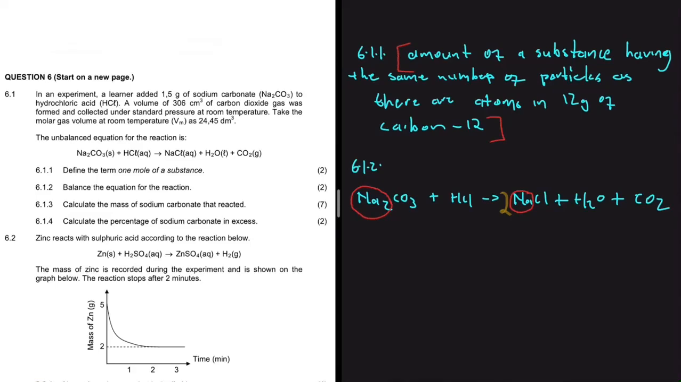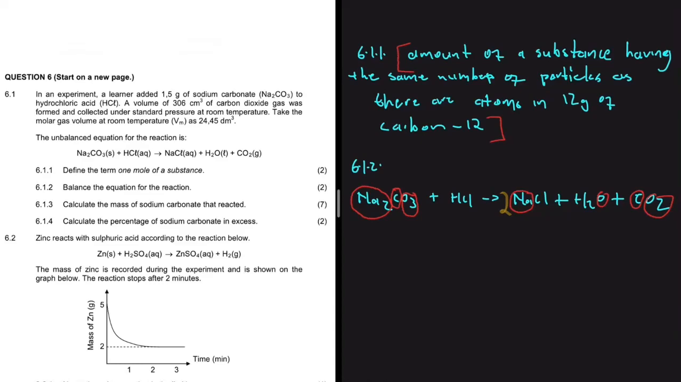On the left hand side, we have 1 carbon atom, and on the right hand side we also have 1 carbon atom. So the carbon atoms are already balanced. We can move to the oxygen. Here we have 3 oxygen atoms, and on the right hand side we have 1 here and 2 here, so we have 3 oxygen atoms on both sides. The oxygen atoms are balanced.